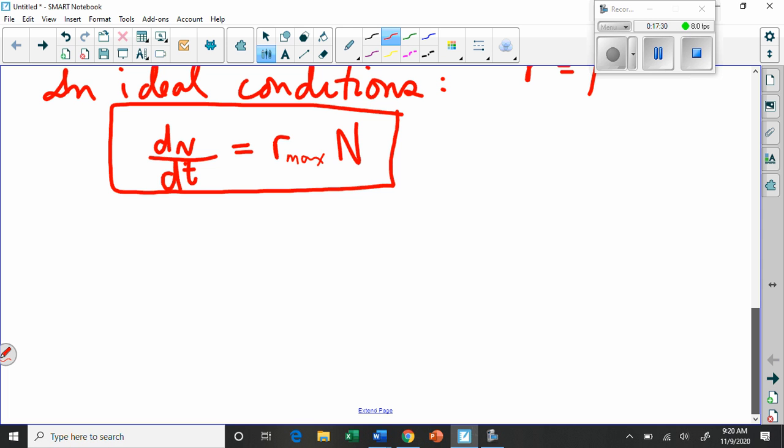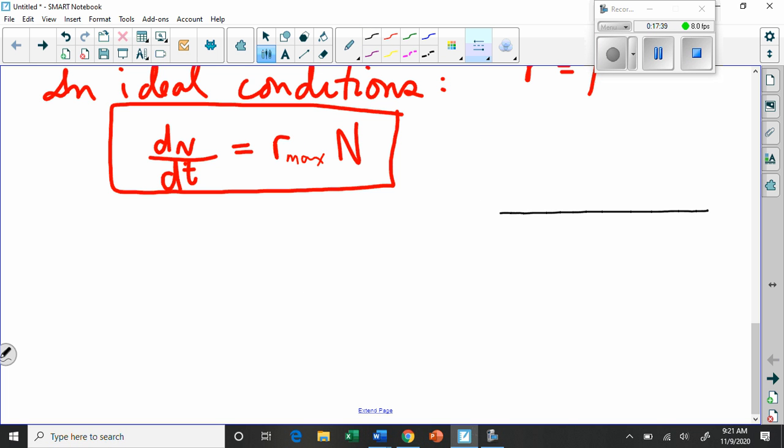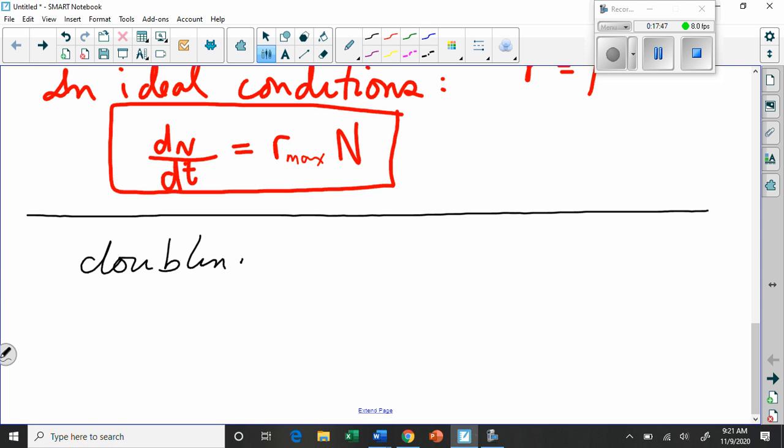Any questions so far? All right, I'm going to change colors again because we're talking about a whole different thing now. Another thing that biologists like to keep track of is what's called a doubling time. In other words, how long does it take for the population to double?